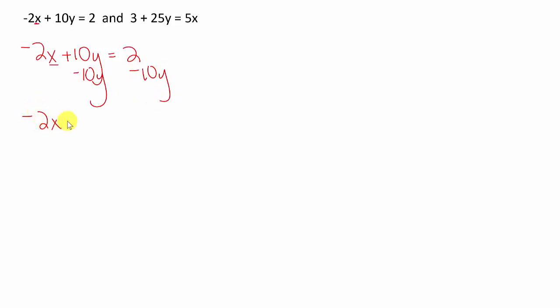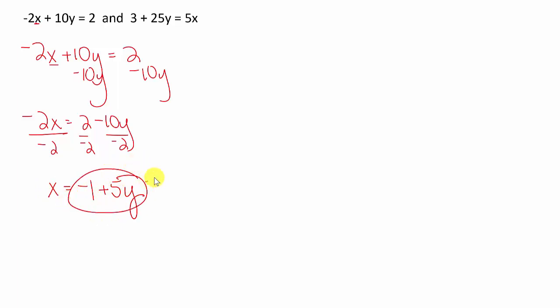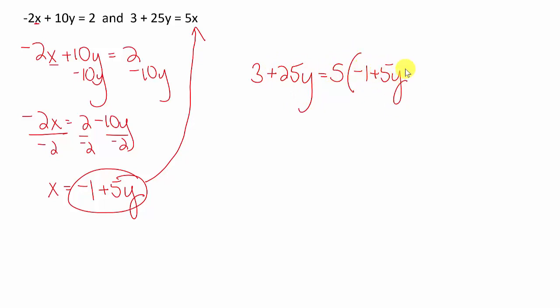So -2x equals 2 minus 10y. Divide everything by -2. And I get x equals -1. -10 divided by -2 is a positive 5y. So x is equal to all of this, which can then be plugged into the x in my other equation. So 3 plus 25y equals 5, and then I need to plug in the -1 plus 5y, since that's equivalent to my x here. Okay, let's start solving.